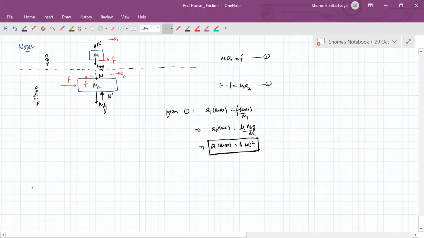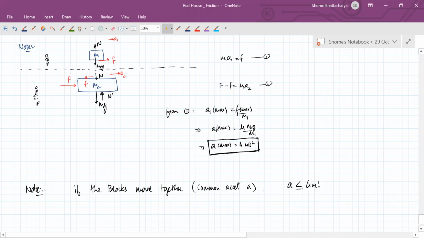Okay. So therefore, from this you understand that if the blocks move together, okay, common acceleration, then that common acceleration should be less than or equal to 4 meters per second square. And therefore the amount of force we are applying should be less than or equal to (m1 plus m2) into this maximum acceleration. So it should be less than or equal to (5 plus 15) into 4. Okay, so that's how much. It should be less than or equal to 80 newtons.